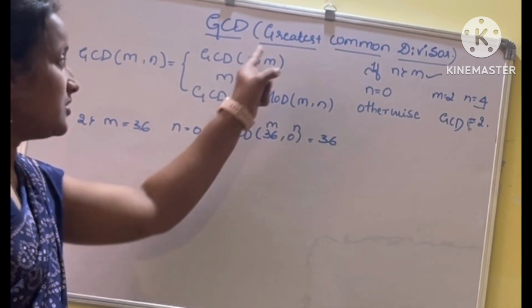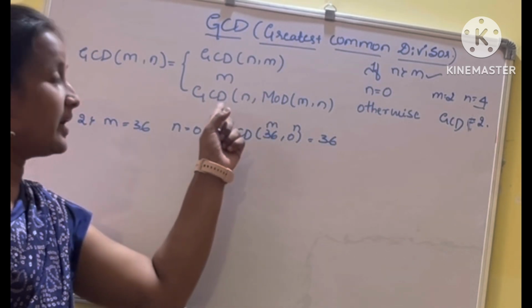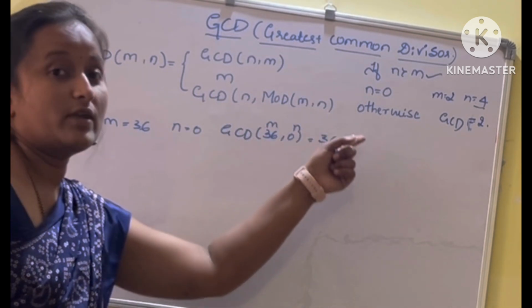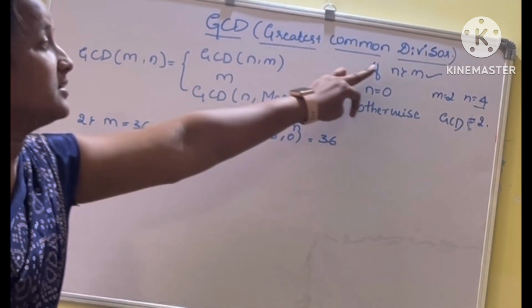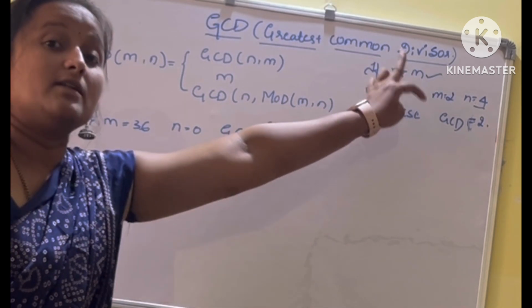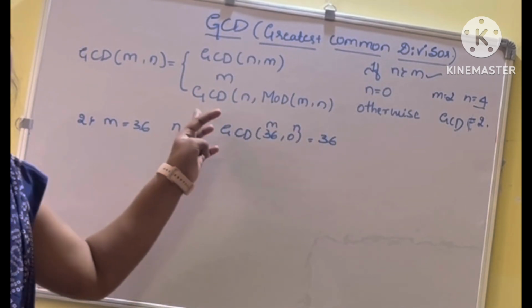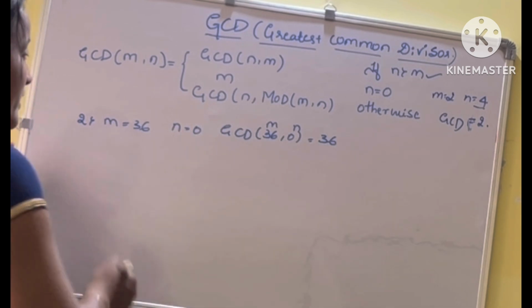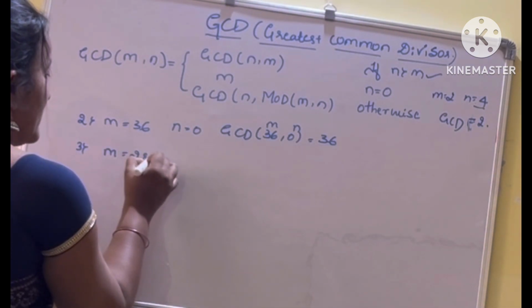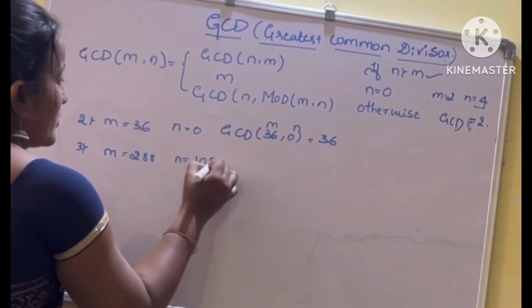The third situation: if these two are not true, then we go for the third condition, that is GCD of n and m mod n. Here the condition is reversed, where m is greater than n. In that case we apply the third situation. I'll take an example: m is equal to 288 and n is equal to 108.